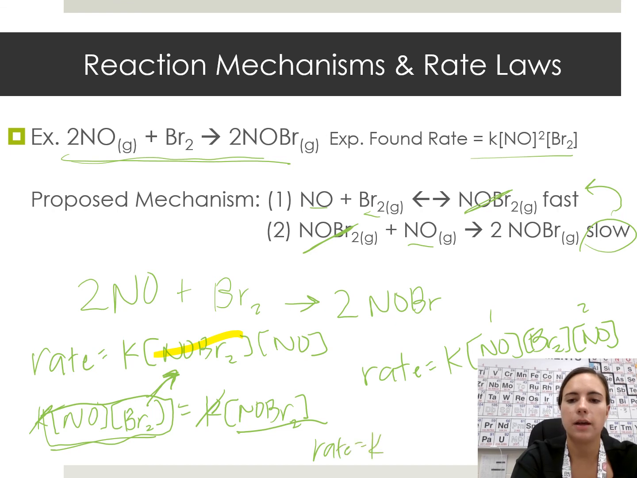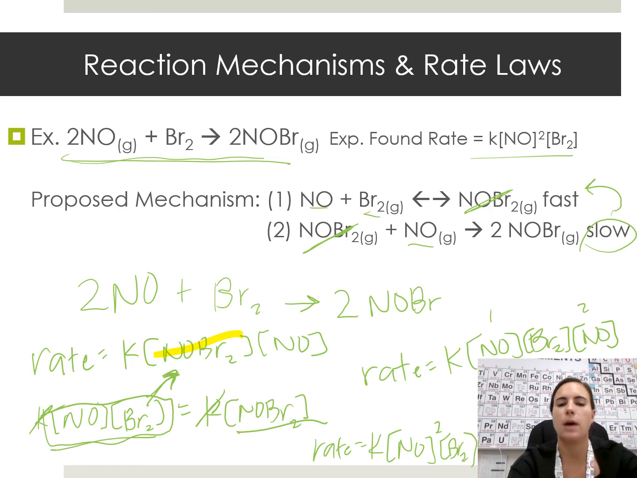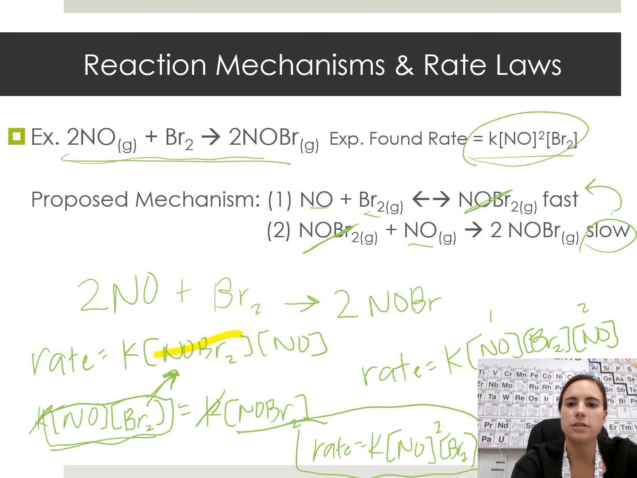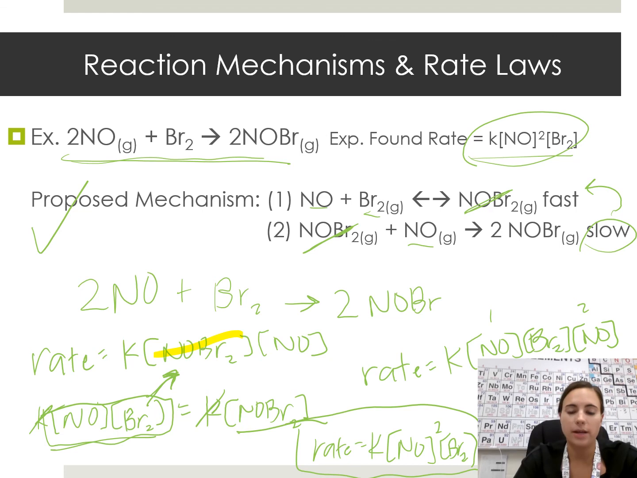So I'm simplifying this. I'm putting the NO terms, so putting like terms together. And there is my theoretical rate law. Well, that matches my experimentally determined rate law, so this is a viable mechanism.